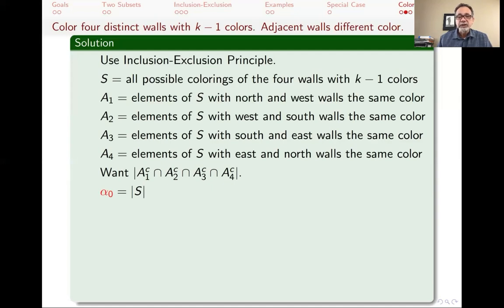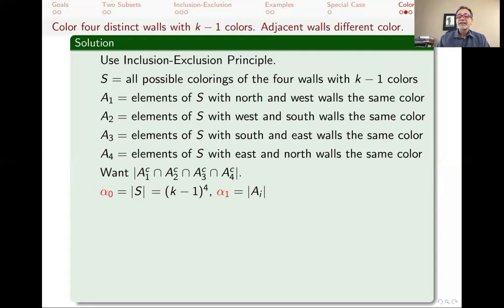I've got K minus 1 colors. So I have K minus 1 colors for this wall, K minus 1 color choices for that wall, and so on, a total of K minus 1 to the 4th choices of how many ways to color the 4 walls. It's pretty clear by symmetry that the size of A1, A2, A3, and A4 are going to be the same as each other. So what's the size of A1?